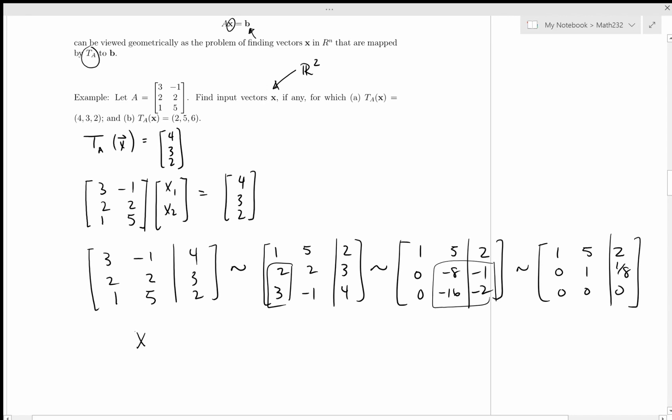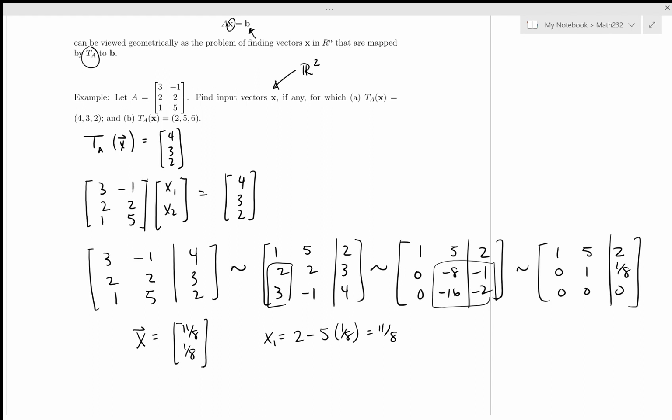So I find that the solution vector here, x2 is 1/8, and x1 is 2 minus 5 times 1/8, which is, let's see, 16 minus 5, that's 11 over 8. Okay, so there is a single vector which, when operated on by the matrix A, gives me the vector 4, 3, 2.